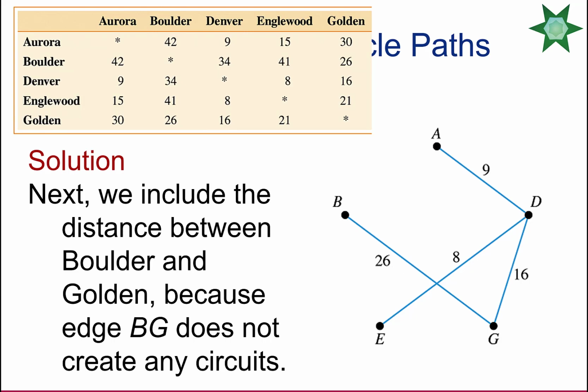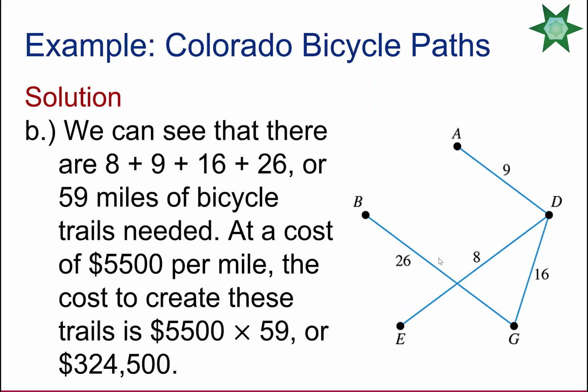And so there's our complete spanning tree with the distances. Now to figure out the cost, we add up the total miles, we come up with 59 miles of trails, and we were given a cost of $5,500 per mile. So the total cost to complete this bike trail is amazingly $324,500.